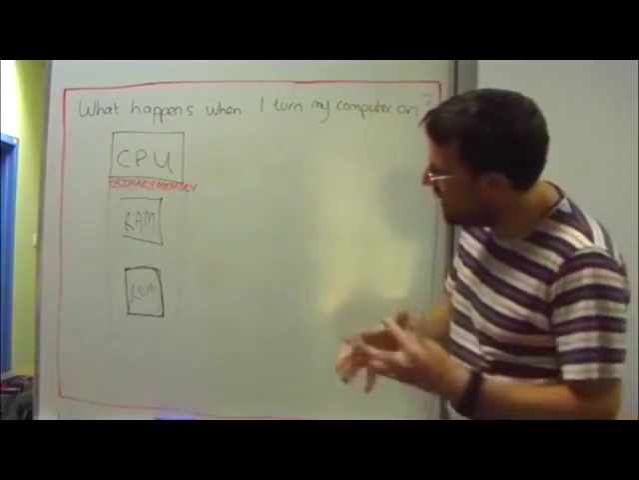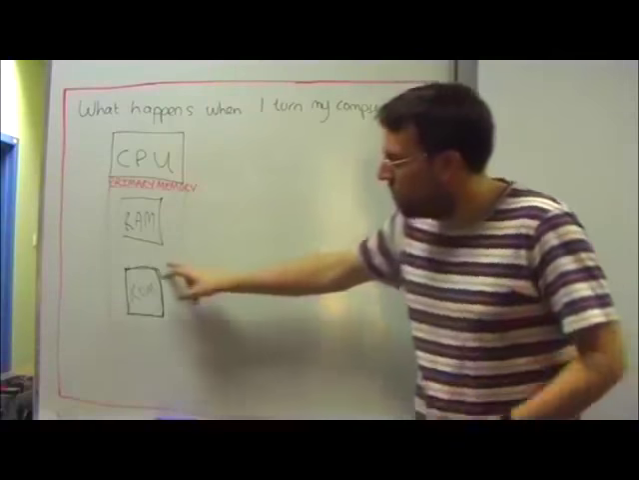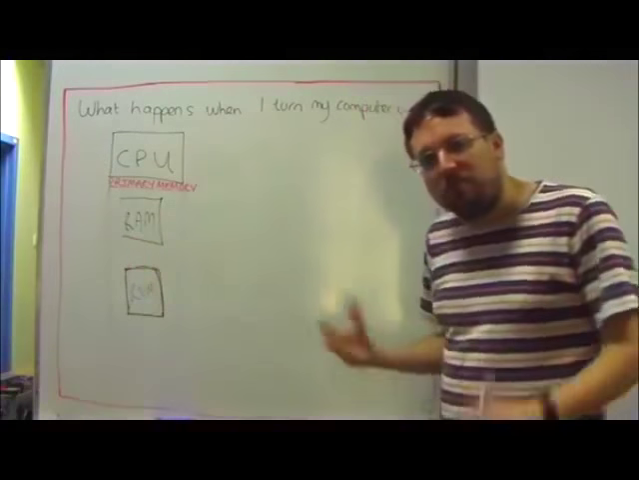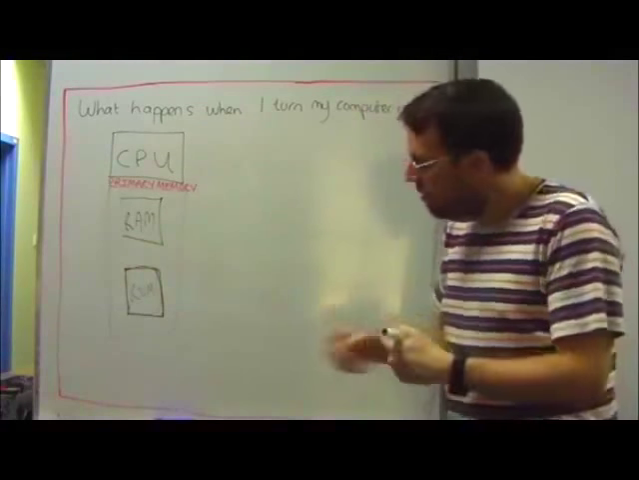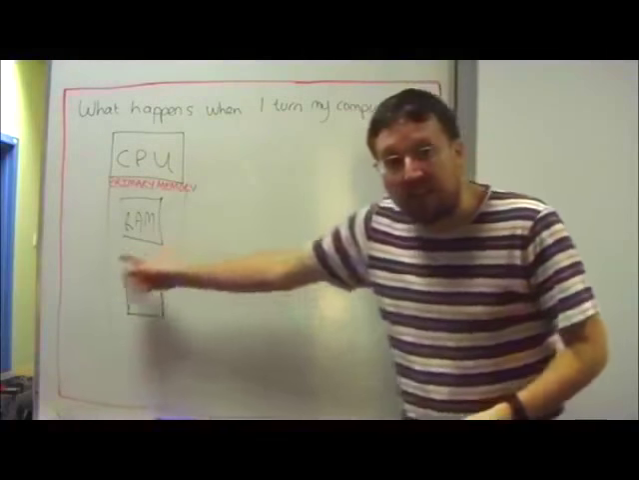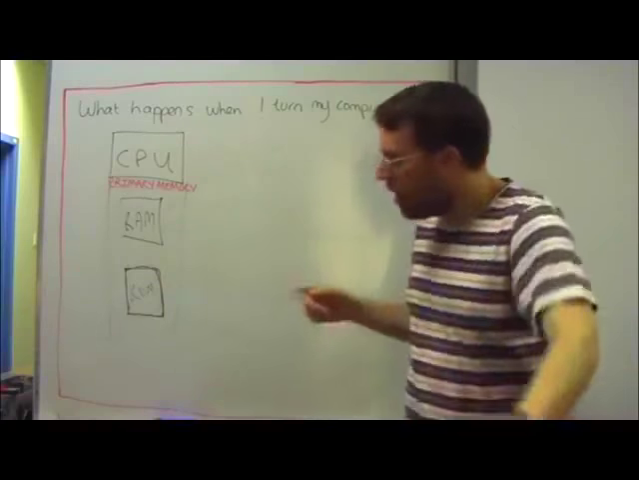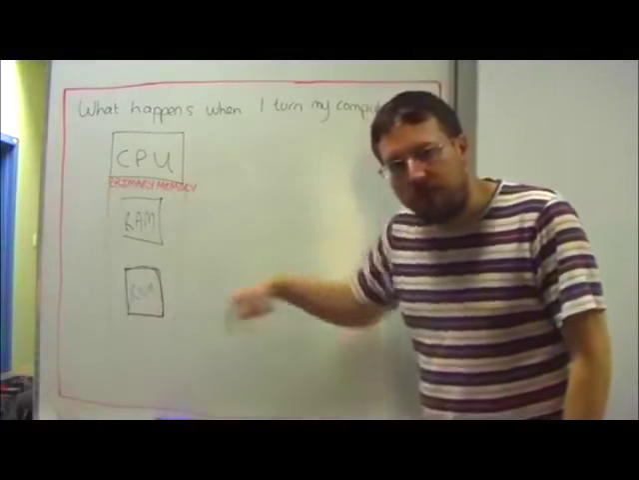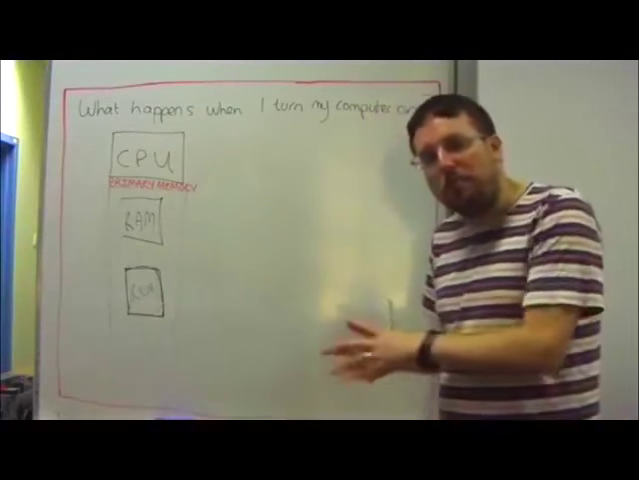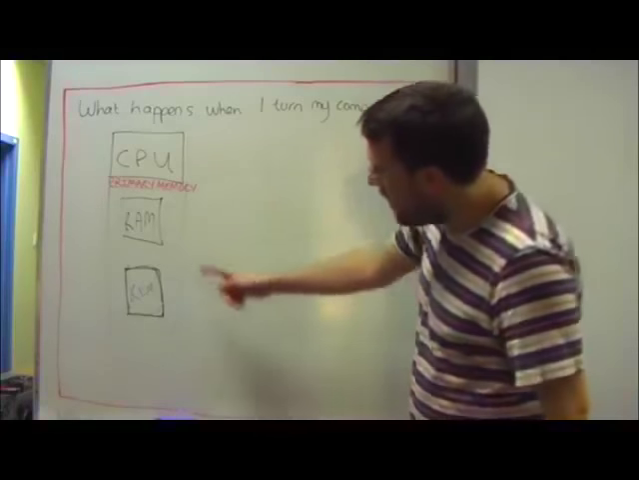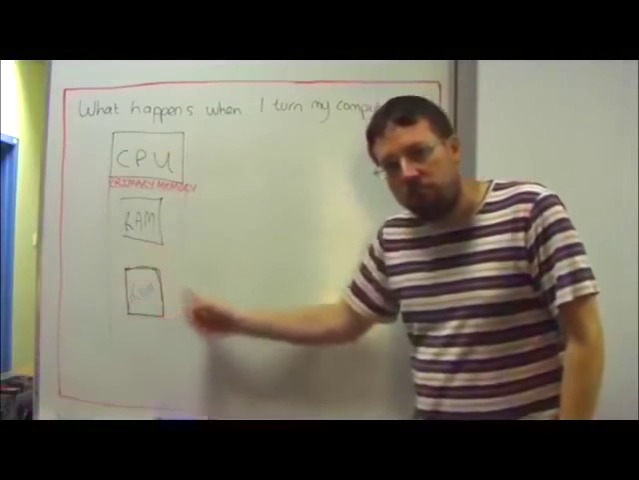We also said that part of our primary memory was this thing called the ROM, and we didn't really talk about what the ROM is. Today we're going to understand the function of the ROM. What's it there for? Let's start by thinking about what ROM stands for. ROM stands for read-only memory. What does that mean? Well, that means that we can only read what's in here.